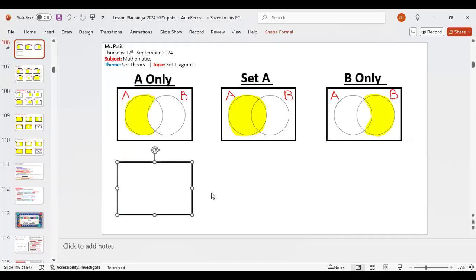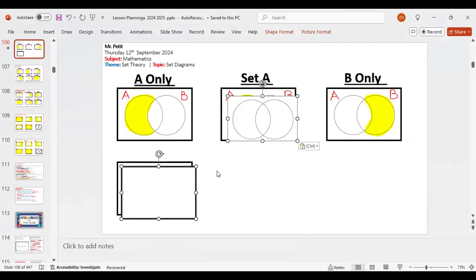Okay, so next. We already did A only and B only, but we haven't done what? I don't think we have done just set B. So let's just do set B by itself. Let's do set B. I'm going to put this in.